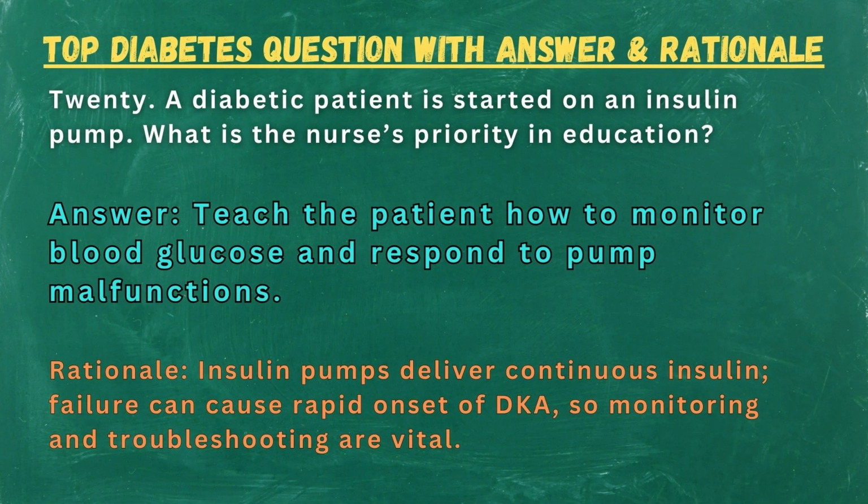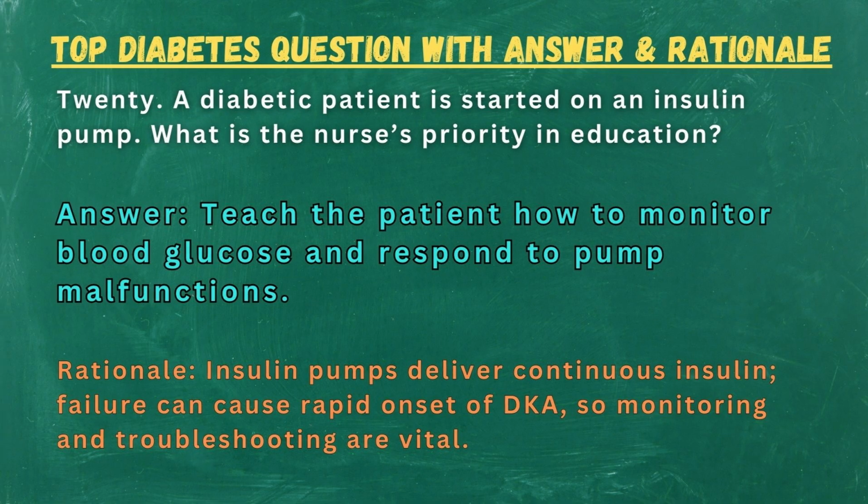20. A diabetic patient is started on an insulin pump. What is the nurse's priority in education? Answer. Teach the patient how to monitor blood glucose and respond to pump malfunctions. Rationale. Insulin pumps deliver continuous insulin. Failure can cause rapid onset of DKA, so monitoring and troubleshooting are vital.